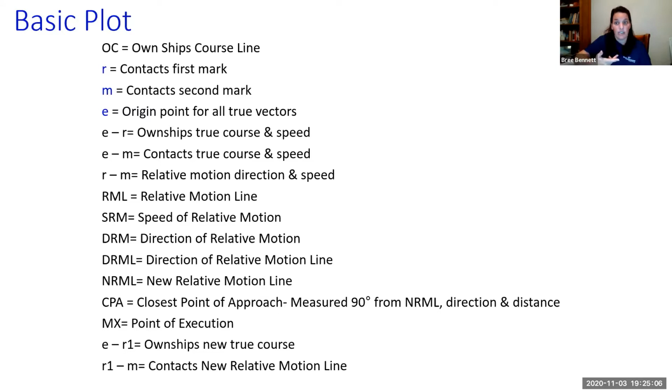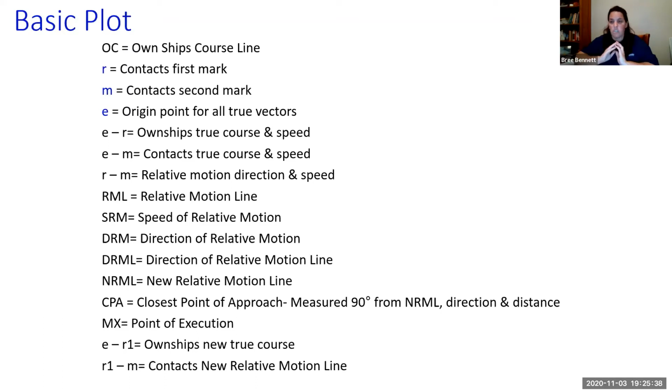After we alter course or speed, we're going to have a new own ship's true course and a new contact's relative motion line. That's where we get that R prime, or R to the first. Sometimes it's just a little tick next to the R, but it's kind of like the new R. We're changing that R to change the whole triangle. But don't worry about that too much this week. That's all going to be next week, okay?